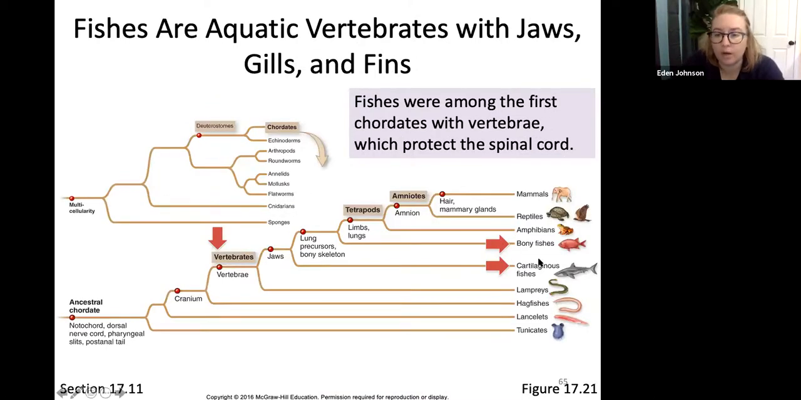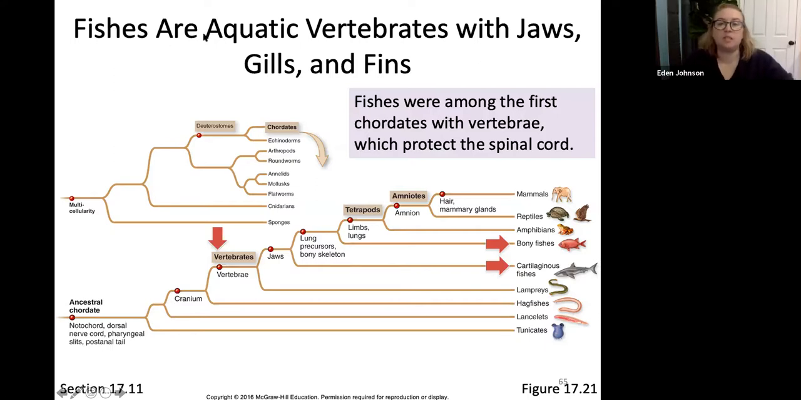Okay, now we're gonna talk about some different types of fish. So fish were among the first chordates with vertebrae, which protect the spinal cord. So your vertebrae are just these bones that are separated by discs, right? And these bones are physically protecting your spinal cord. So bony fish have lung precursors and a bony skeleton, while cartilaginous fishes do not have that bony skeleton, but they do still have jaws, vertebrae, and a cranium.